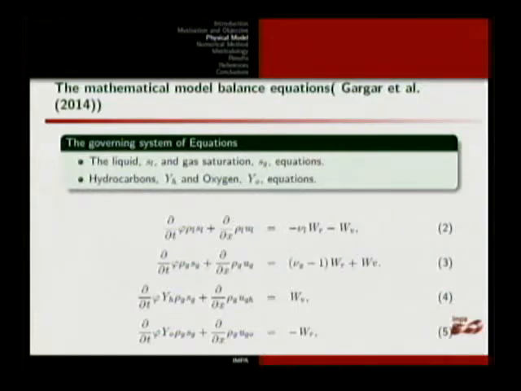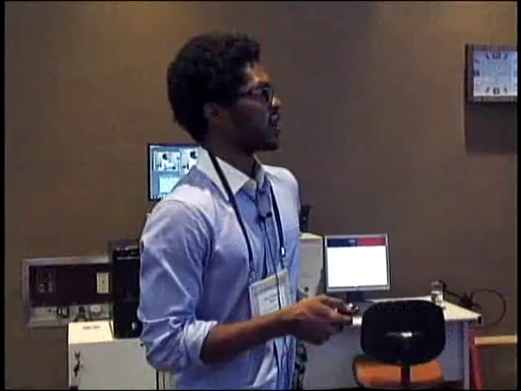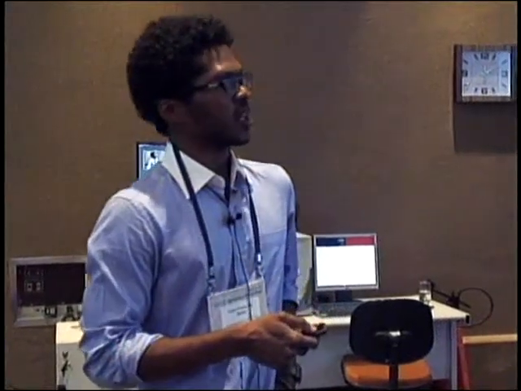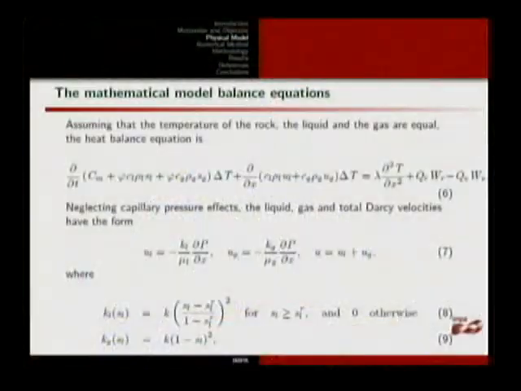The second equation is the gas phase, which has the same terms, also the reaction and vaporization. Then there is the hydrocarbon equation, which also has the vaporization but no reaction in the gas phase. And the oxygen in the gas phase has only the reaction terms. For closure equations, we have the thermal equation, the energy equation, where we consider the rock and the liquid, and everything has the same temperature.